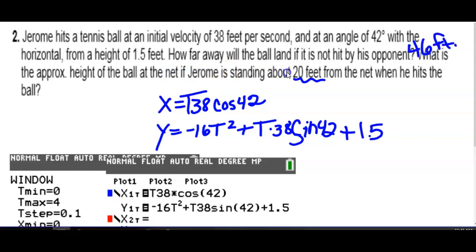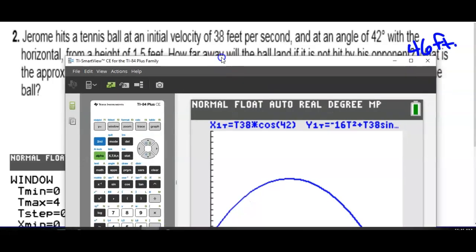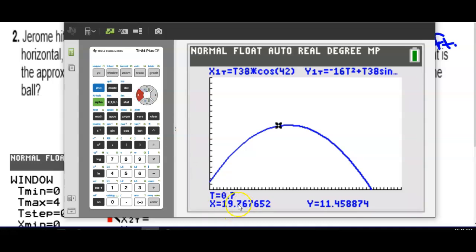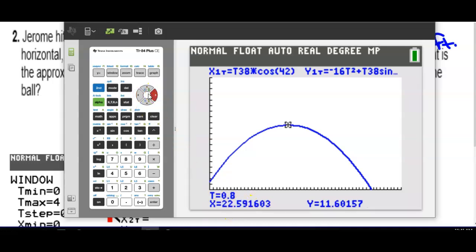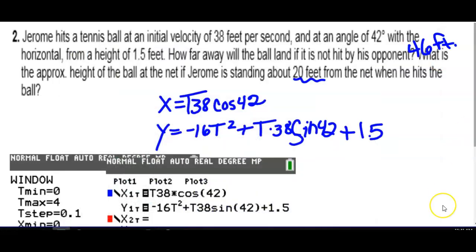All right. And if he was standing 20 feet away from the net, okay. So now at an X value of 20 feet, so when the ball got about 20 feet away from him, somewhere in here, it had a height of 11 feet. So it definitely cleared the net, okay? So at about 20 feet away, it was about 11 feet up in the air. So what is the height of the ball at the net? Around 11 feet.